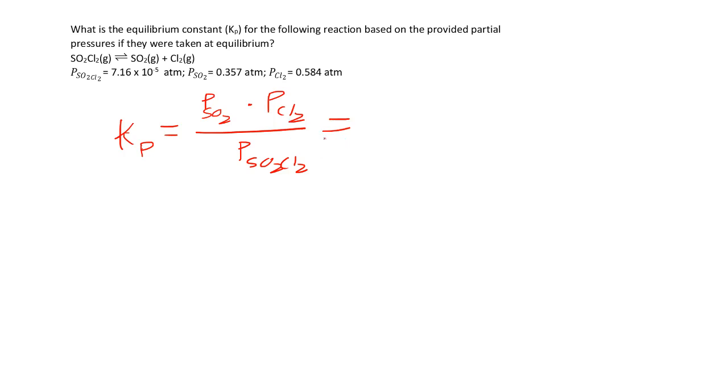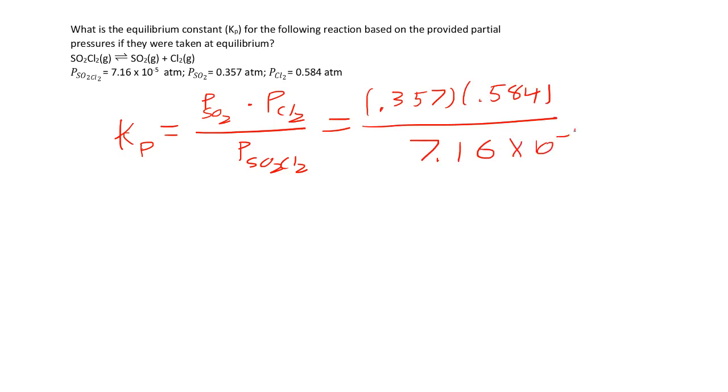We don't write a unit for the equilibrium constant at the end, but it's understood because it's Kp, everything that was part of the equilibrium constant was in atmospheres. So we have 0.357 times 0.584. If you leave it in torr, you won't get it right. Divided by 7.16 times 10 to the minus 5.